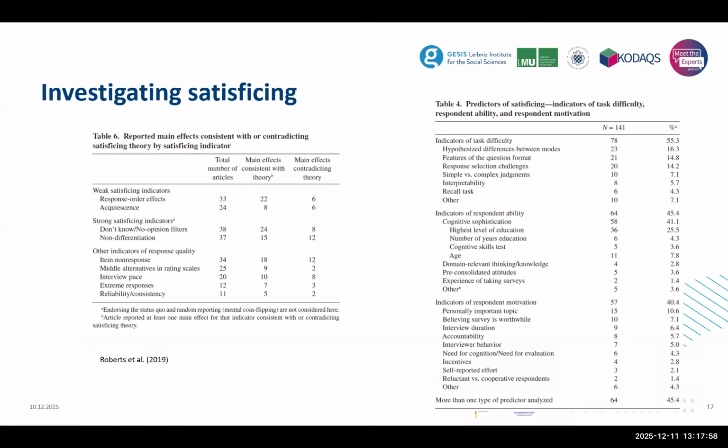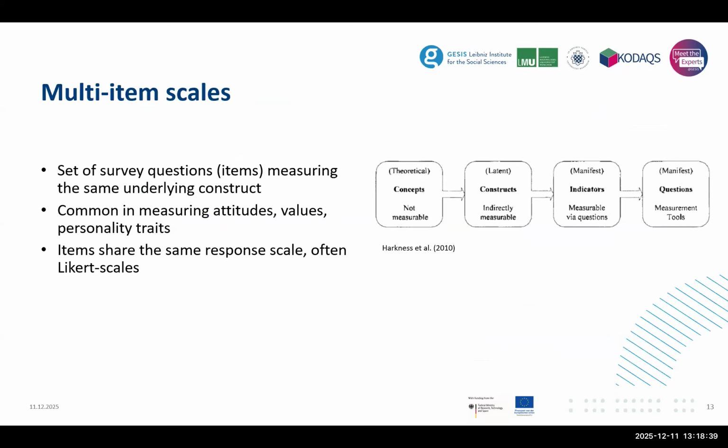Okay, here I just want to give a brief overview of how satisficing was investigated in the past. It comes from a systematic review of Caroline Roberts, and these tables are supposed to give an overview of which indicators or response strategies of satisficing have been looked at, and how often effects were found that are consistent with or contradicting the theory. On the right-hand side, they also give an idea of how the three key predictors of satisficing, meaning task difficulty, respondent ability, and respondent motivation, were measured in the literature.